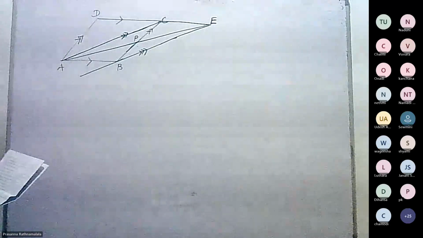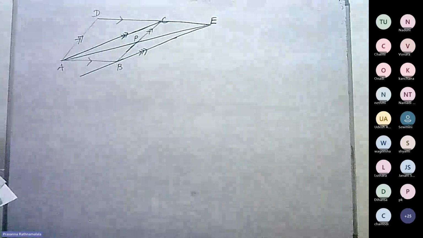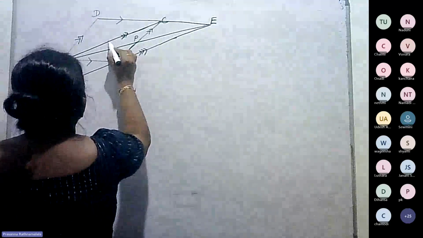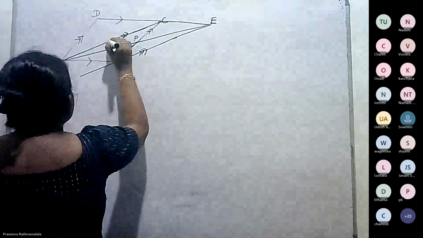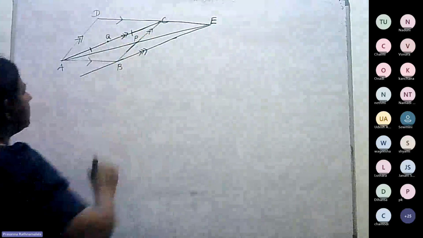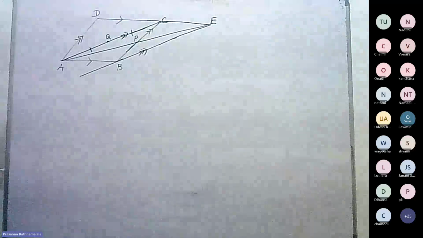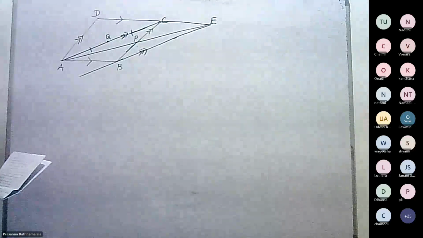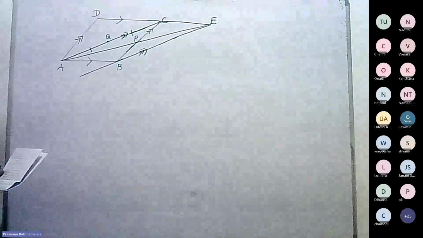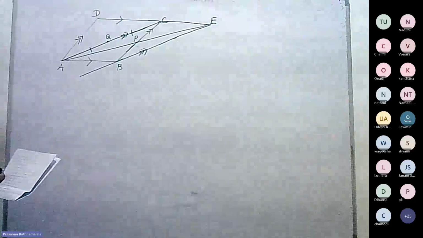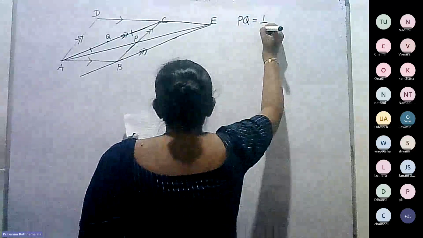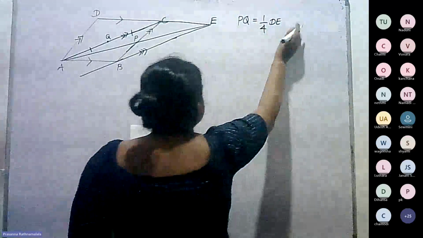Then the midpoint of AC is Q. This is Q. These two lines are equal, and Q is a midpoint, right? Represent the above information in a suitable diagram and show that PQ equals 1/4 of DE.